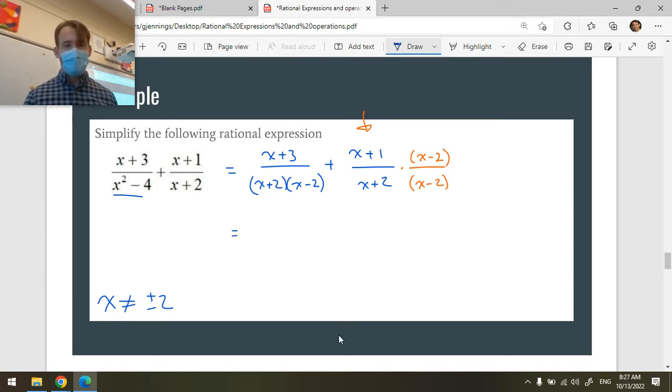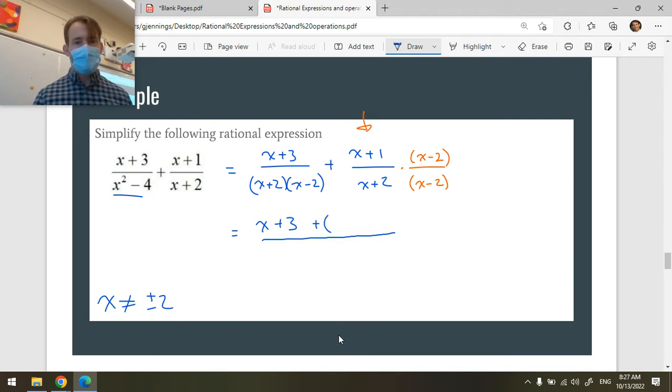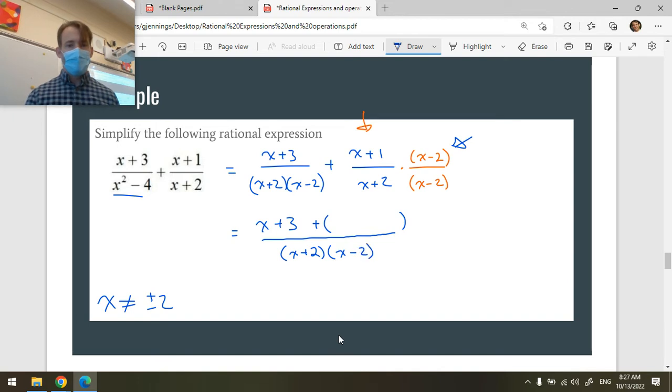So now let's go. This is equal to, this is still x plus 3 on top over here. I'm going to draw this over a single denominator, and I'm going to say plus the stuff that's in the brackets from the other side. In that bracket, I'm going to put the result of this multiplication here. And on the bottom, I have the now common denominator, x plus 2 multiplied by x minus 2. Because both toddlers got the same toys, they can now play together and share the same denominator.